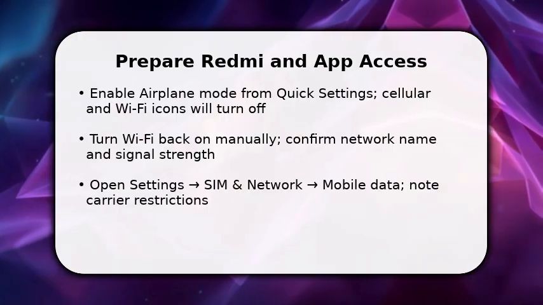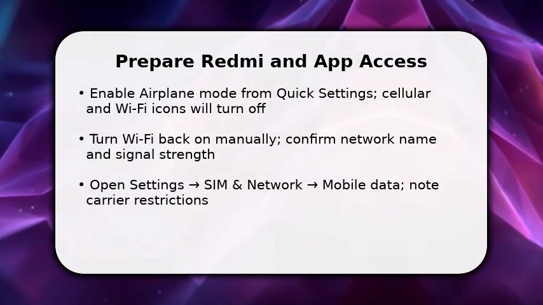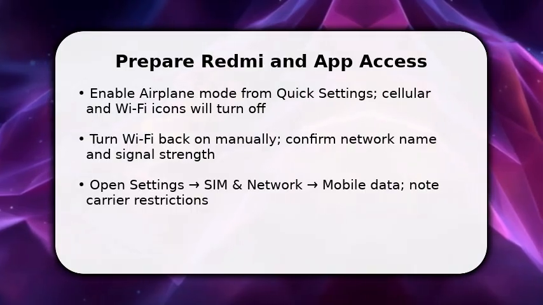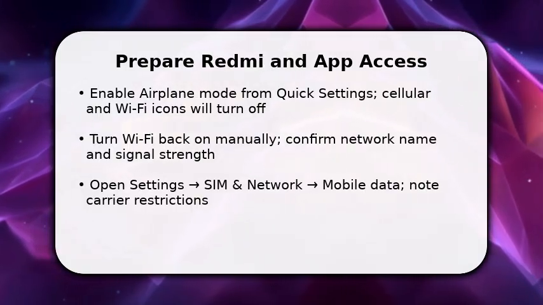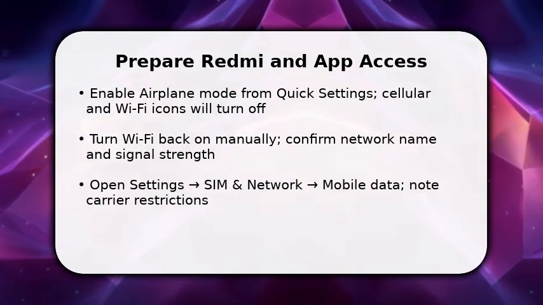Once done, go to Settings, then SIM and Network, and inspect mobile data rules so you understand why data might still be requested. Make sure to grant Wi-Fi permission when prompted so data flows over Wi-Fi only.